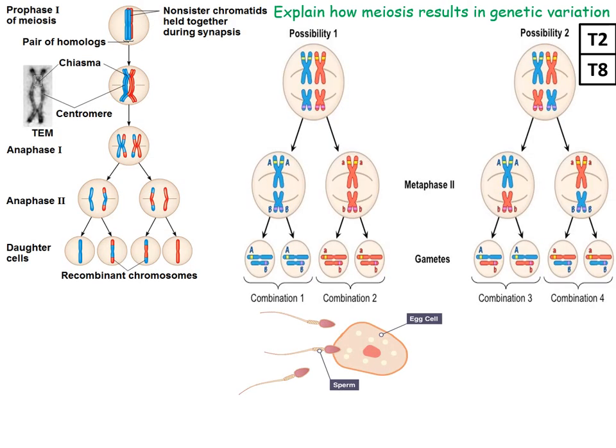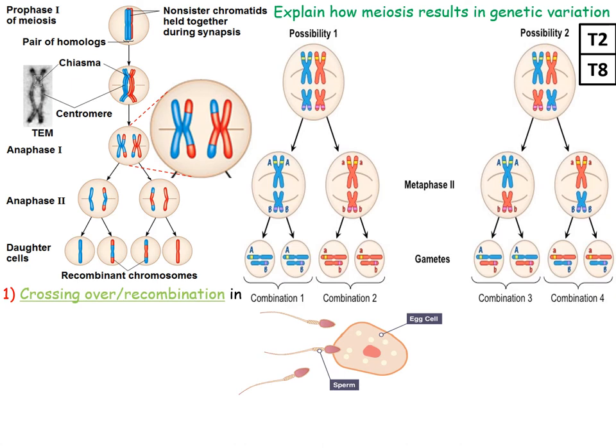Explain how meiosis results in genetic variation. So this is from topic 2, but also in topic 8. And we can see here there are 3 ways that meiosis results in genetic variation. So as mentioned, in meiosis 1 you've got crossing over. So crossing over recombination happens in prophase 1 of meiosis 1.